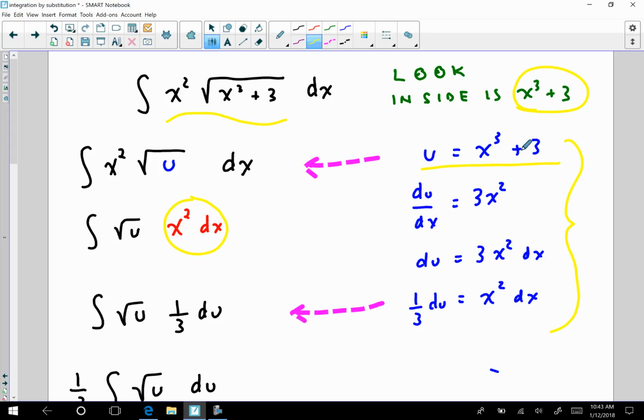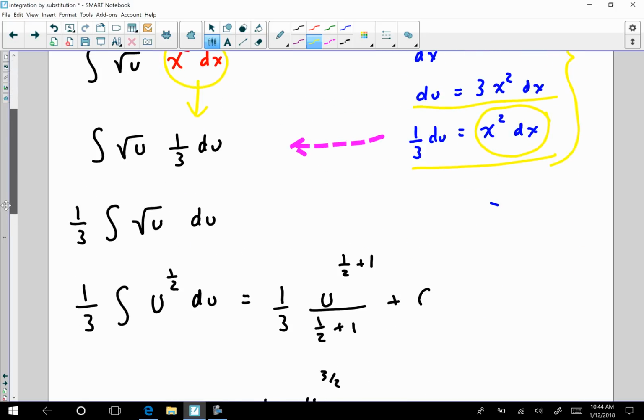I have u, I'm going to create a differentiation problem. I have u is equal to x cubed plus 3. The derivative of u with respect to x is 3x squared. I have circled over here that I need to get rid of x squared dx. So I am going to solve for x squared dx. I'm going to multiply both sides by dx, and I have du is equal to 3x squared dx. I'm going to divide both sides by 3, and there I go. I have my x squared dx is equal to 1/3 du.